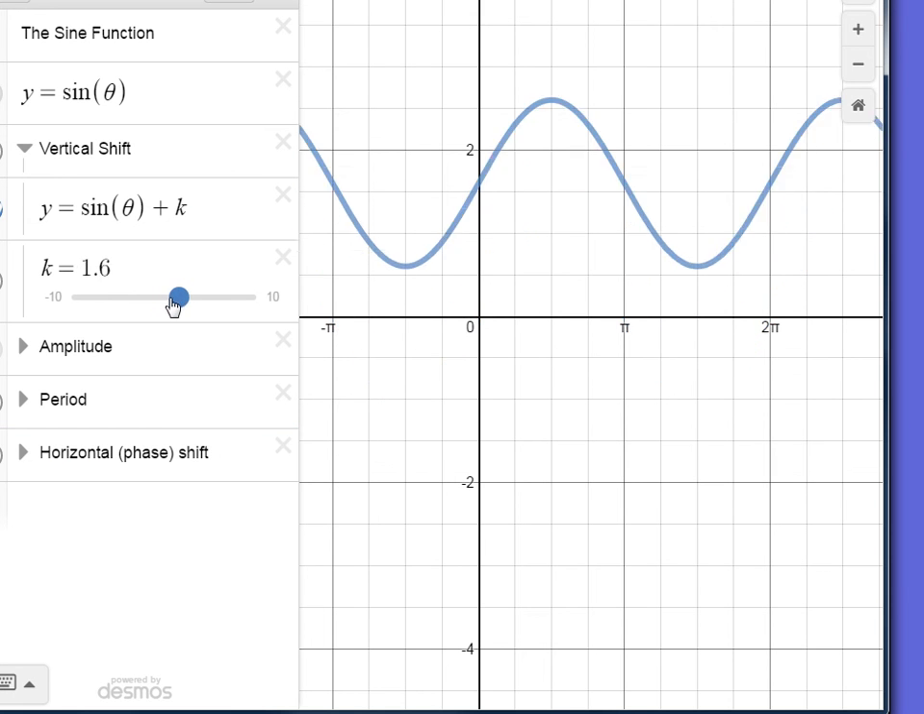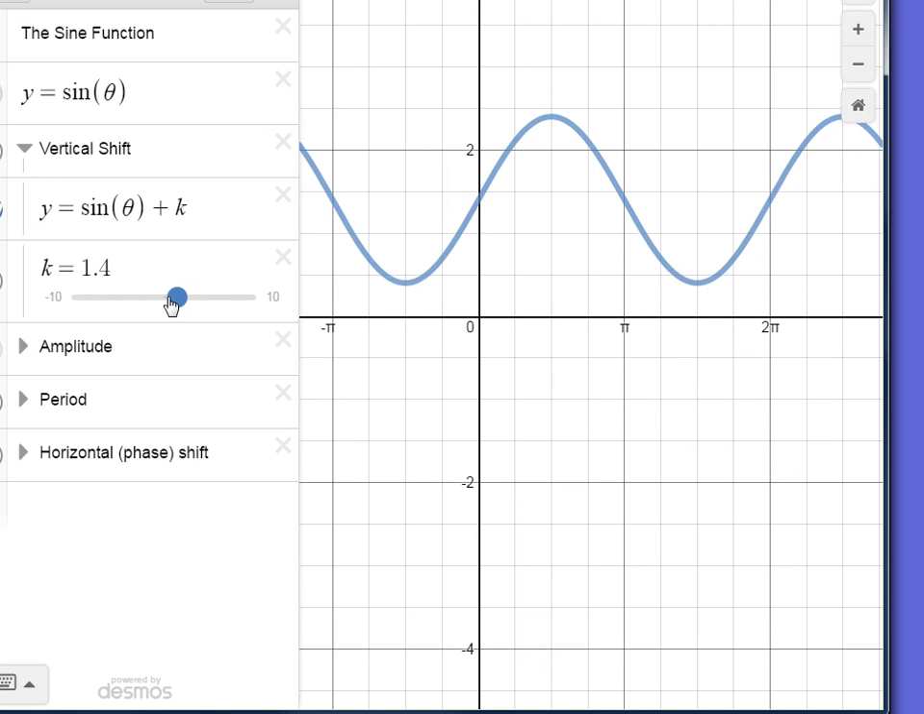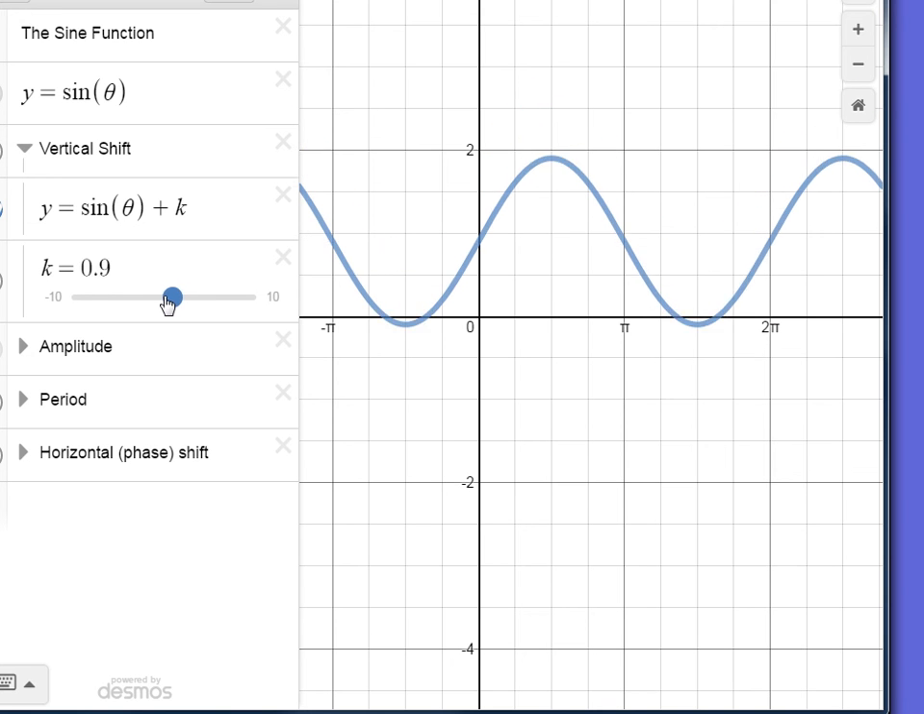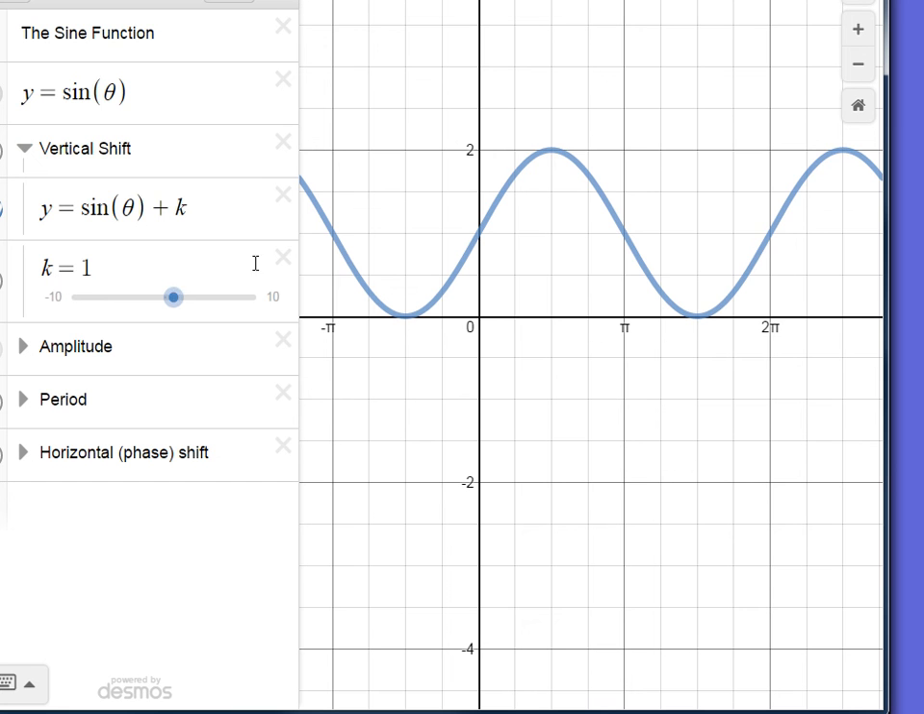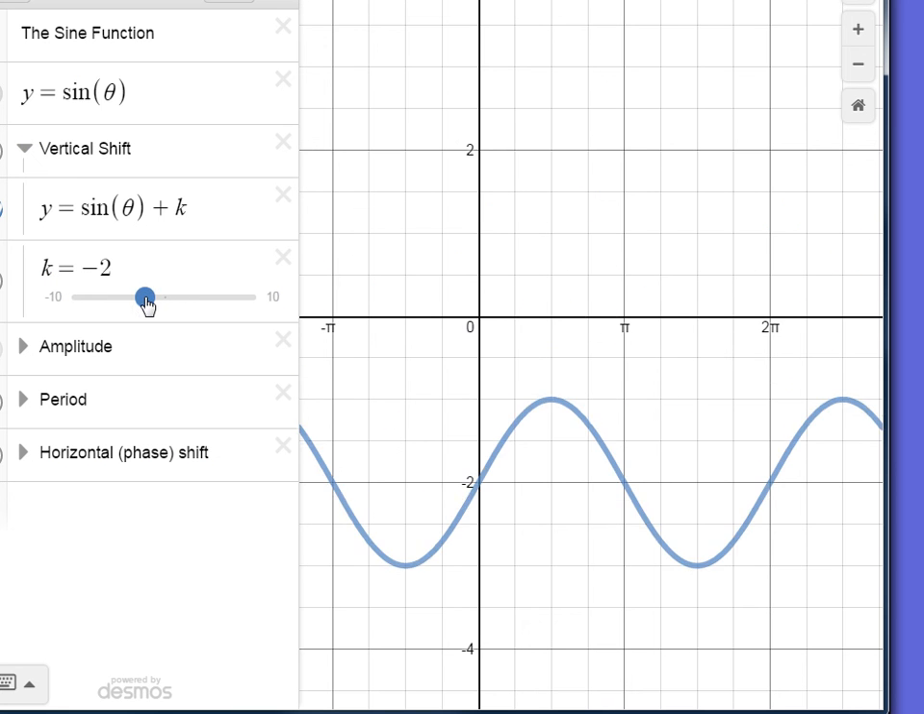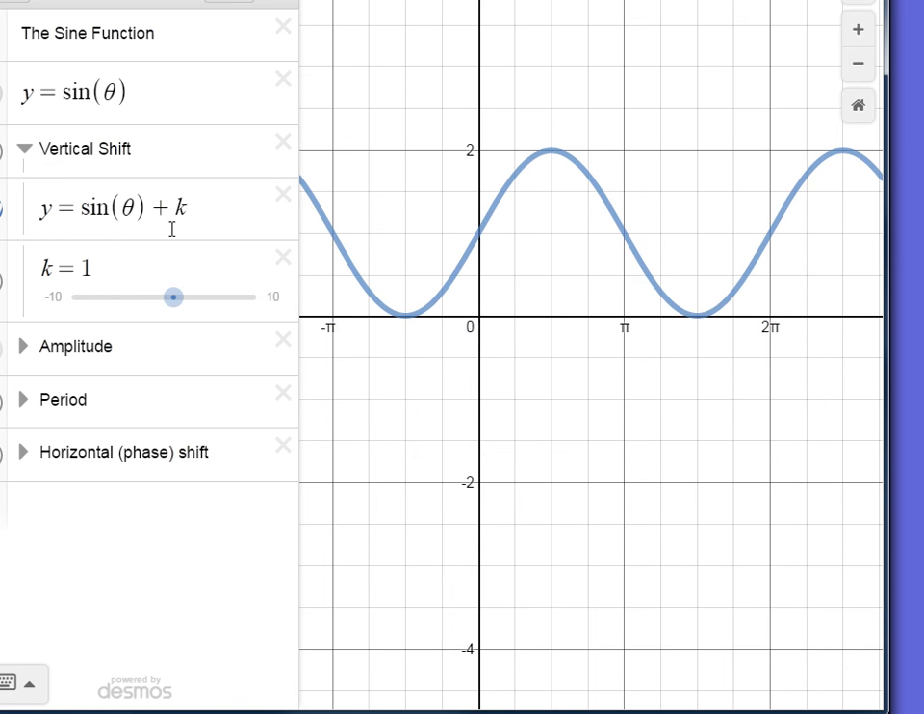So anyways, let's change the value of k. I'm going to go ahead and move it to 1. And when I do, even just as I'm raising it, the sine wave goes up, and if I bring k down, the sine wave goes down. And this is nothing that's new. This is not new information.